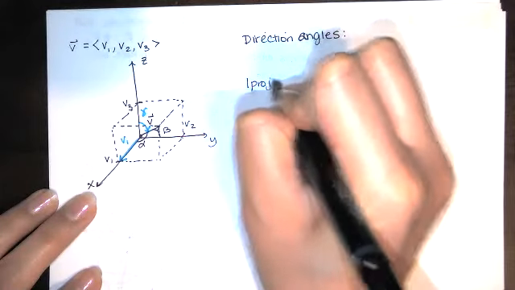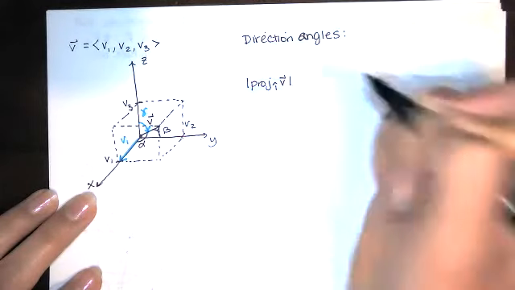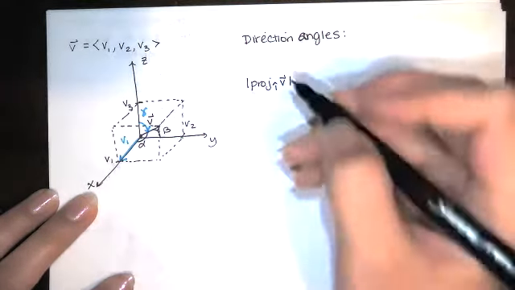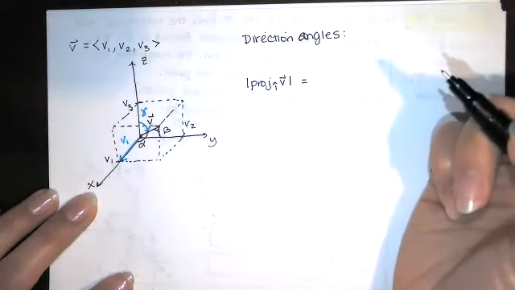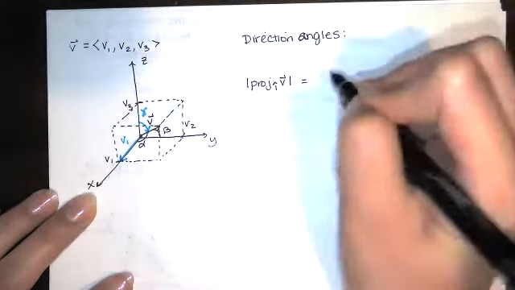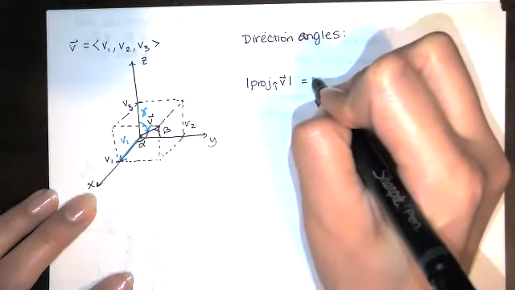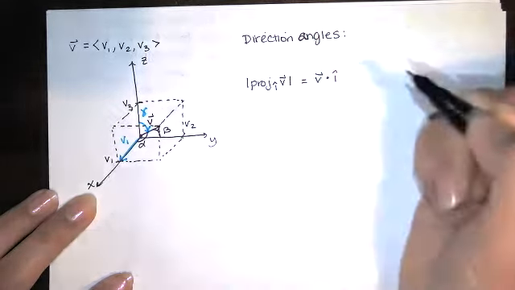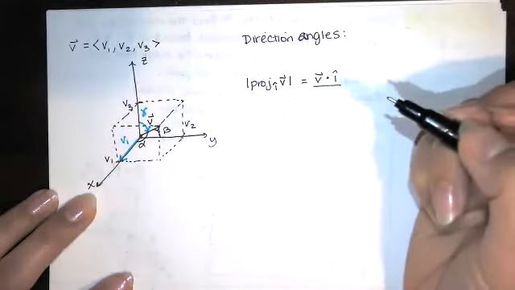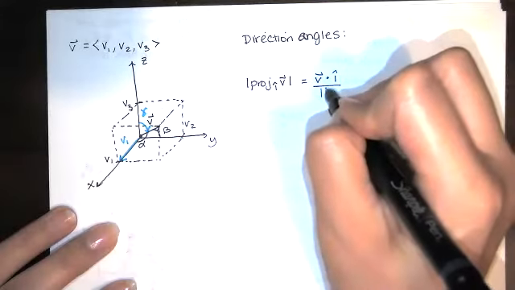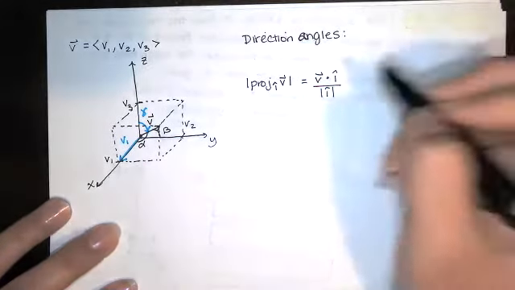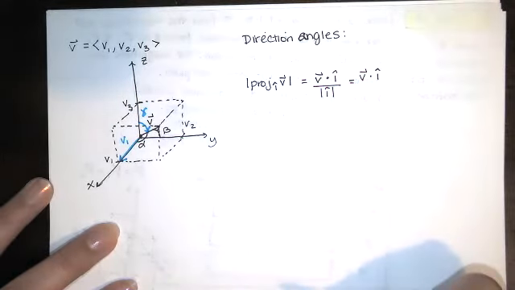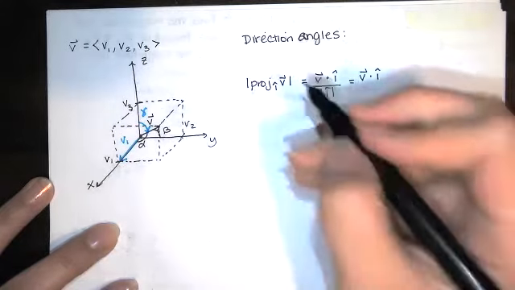But let's say we didn't know that, and I want to find the length of the projection of v onto i hat. Well, according to our formulas from earlier, the length of the projection of v onto i hat is v dotted with i hat divided by the magnitude of i hat. Well, the magnitude of i hat is 1. So we just get v dotted with i hat. That's the length of the projection of v onto i hat.